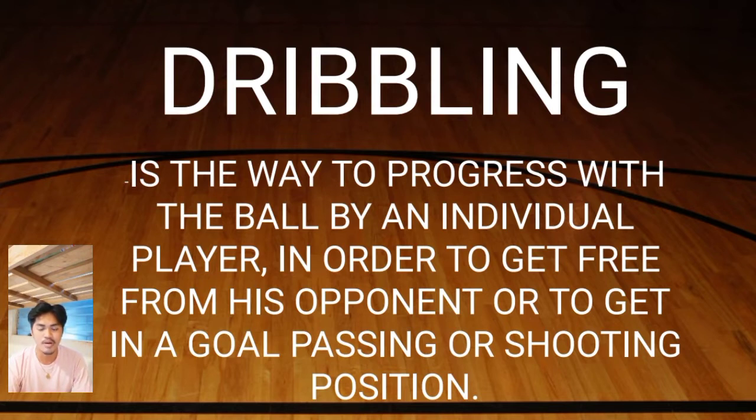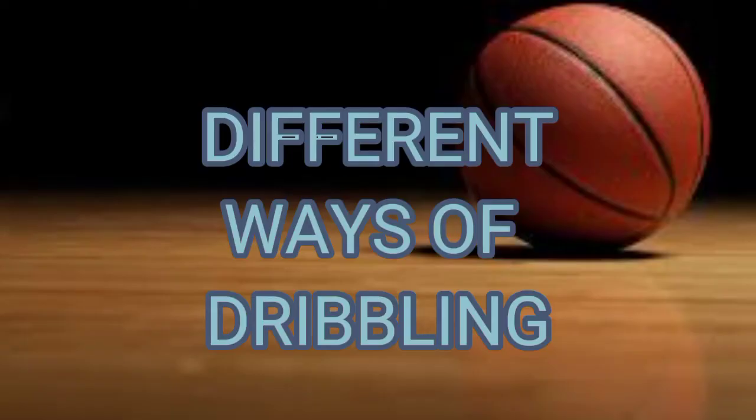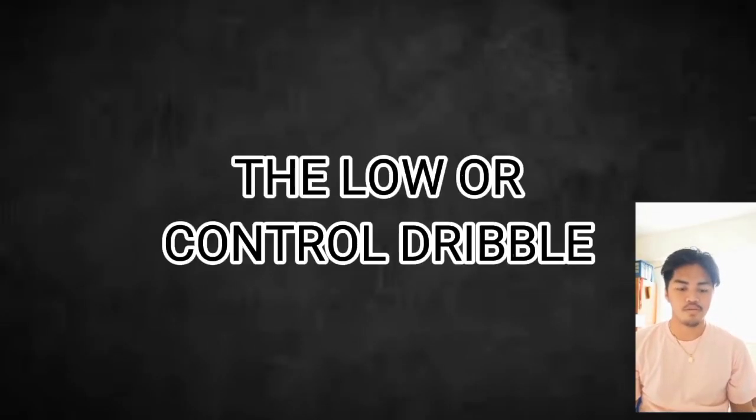Dribbling is the way to progress with a ball by an individual player in order to get free from his opponent or to get in a good passing or shooting position. Different ways of dribbling. Here is the video demonstration for low dribble.